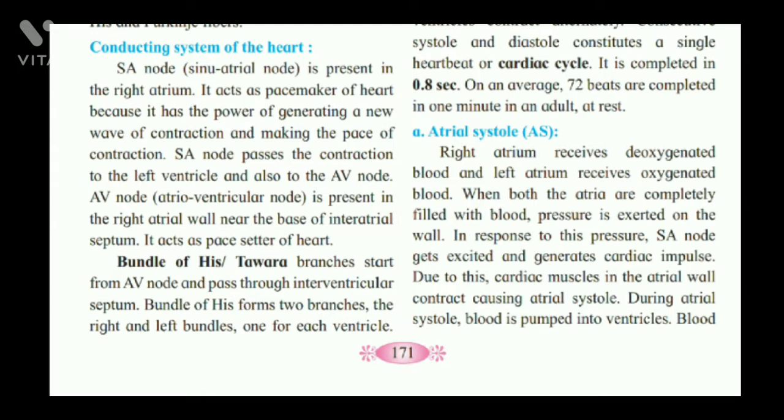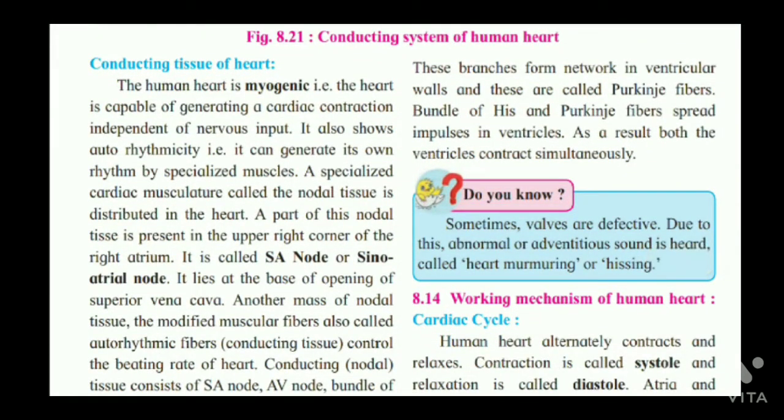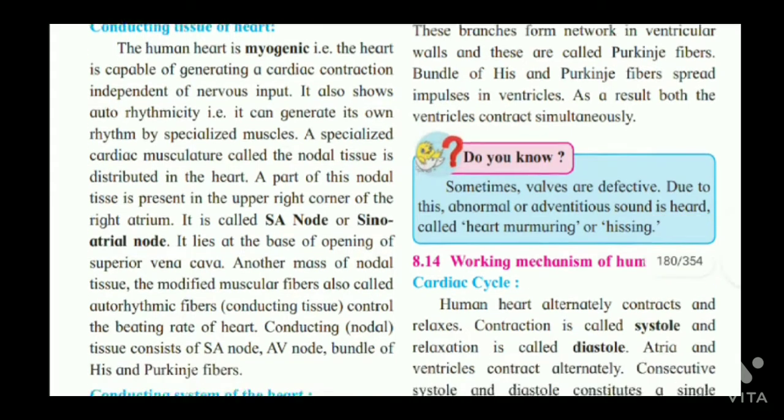Bundle of His or Tawara branches start from AV node and pass through the interventricular septum. Bundle of His forms 2 branches, the right and left bundles, one for each ventricle. These branches form a network in ventricular walls, and these are called Purkinje fibers. Bundle of His and Purkinje fibers spread impulses in ventricles. As a result, both the ventricles contract simultaneously.